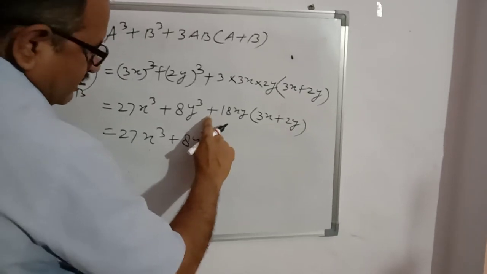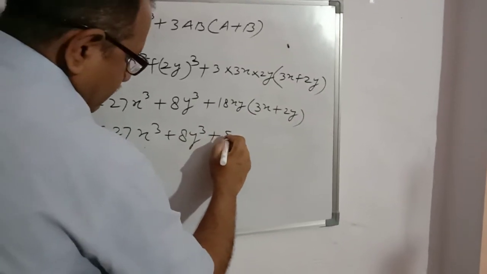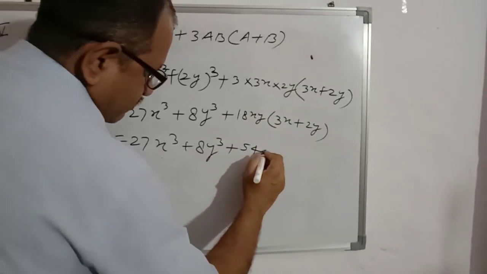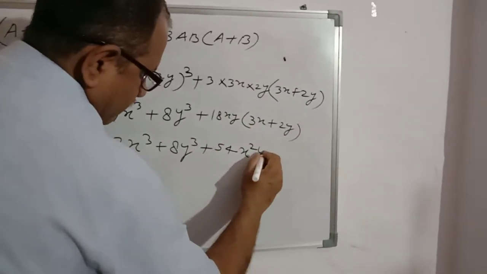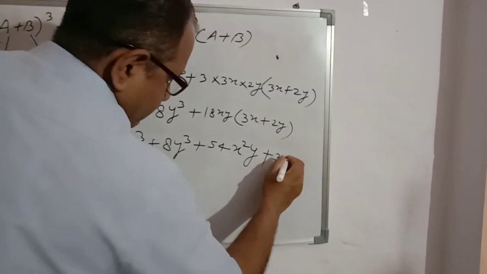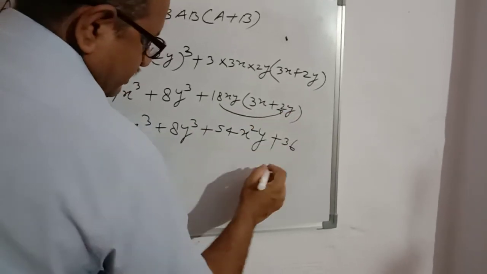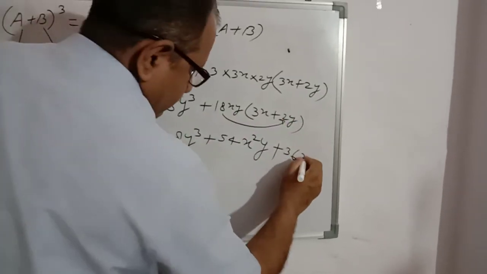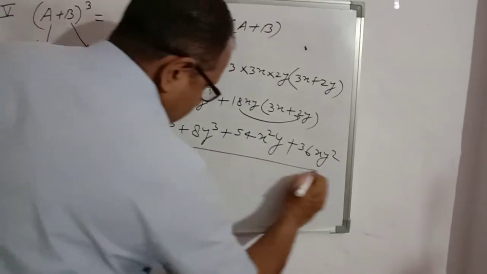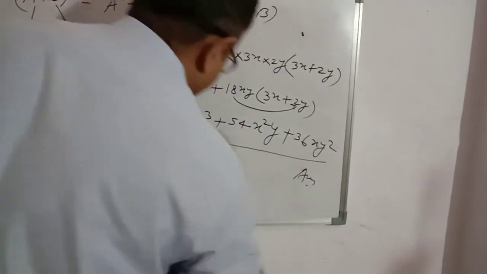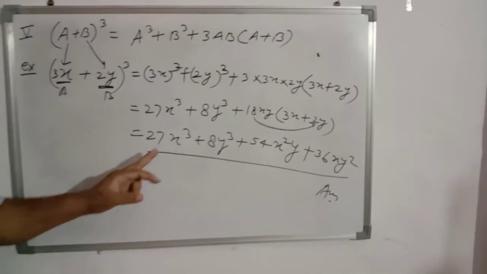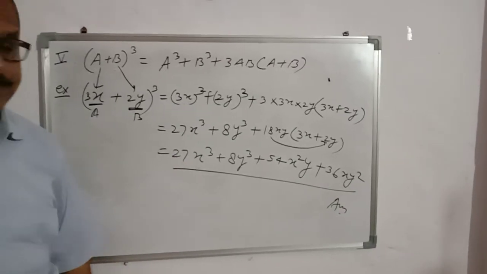We will open the bracket. 18 into 3, 54, xy into x, so x into x, x square, into y, 54x square y, plus 18 into 2, 36, xy into y, so it will be xy square. This is our answer. So it is the application of (a + b) whole cube. This is the final answer.